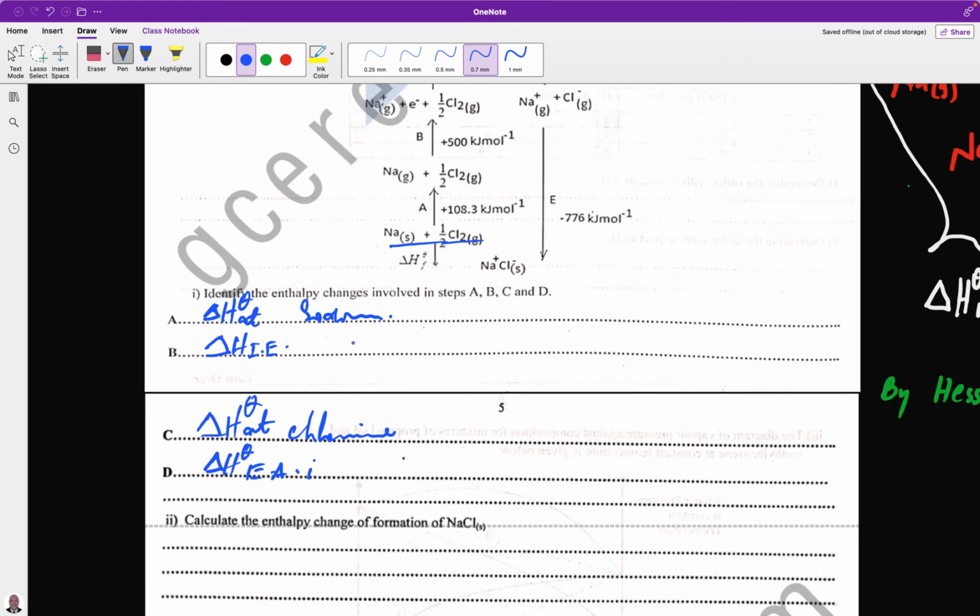Once more, A is the enthalpy change of atomization of sodium. B is the first ionization energy of sodium. C is the enthalpy change of atomization of chlorine. D is the first electron affinity of chlorine. And E is the lattice energy of sodium chloride.